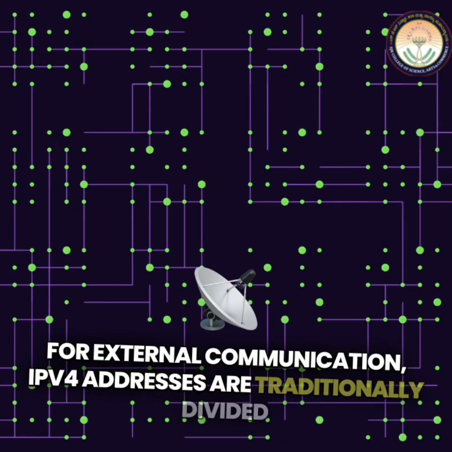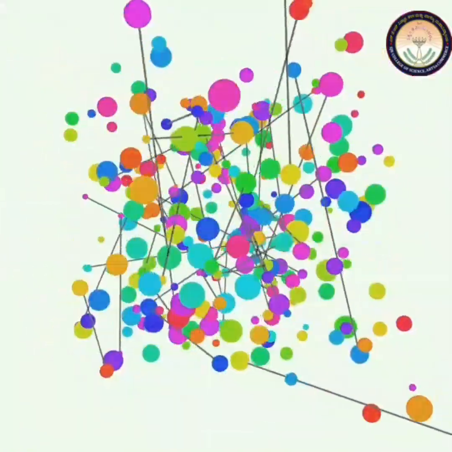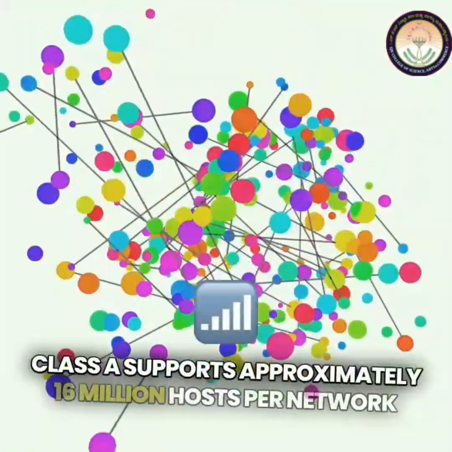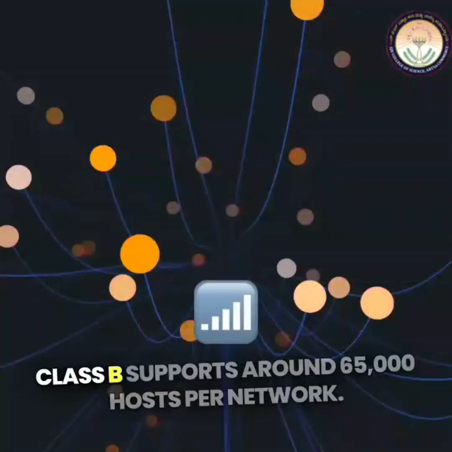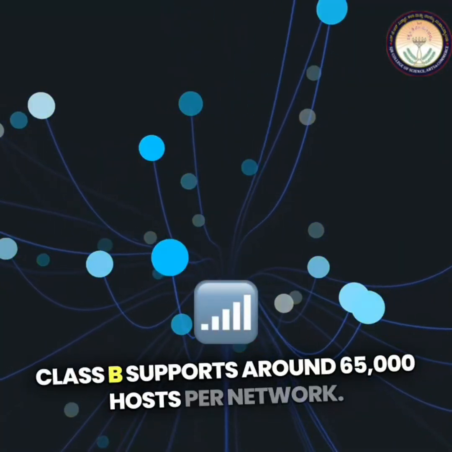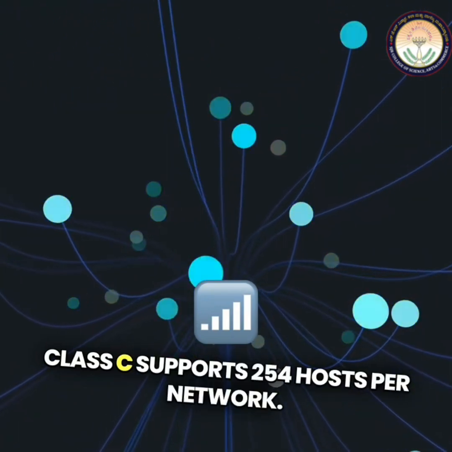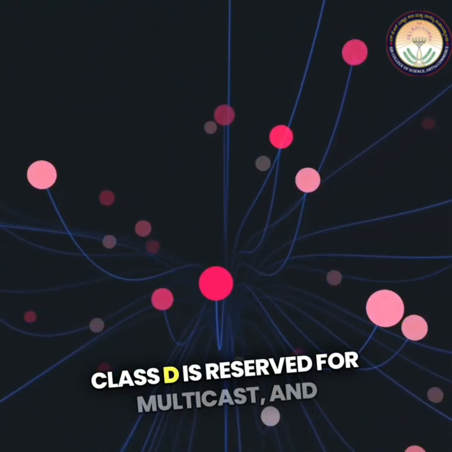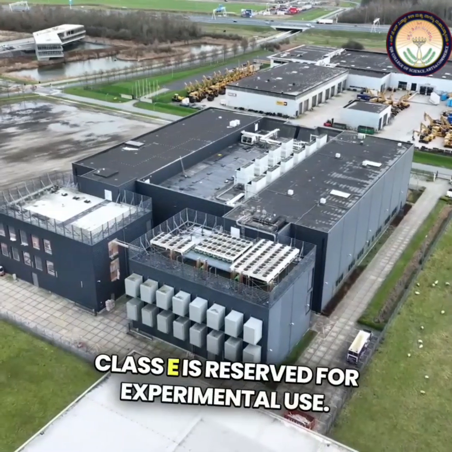IPv4 addresses are traditionally divided into classes based on their leading bits. Class A supports approximately 16 million hosts per network, Class B supports around 65,000 hosts per network, Class C supports 254 hosts per network, Class D is reserved for multicast, and Class E is reserved for experimental use.